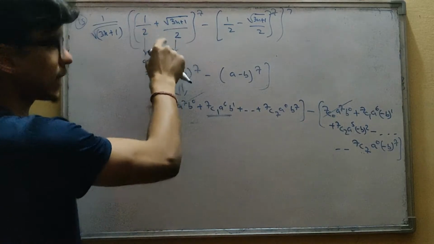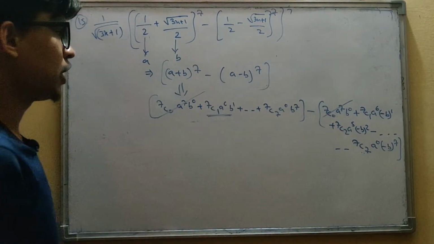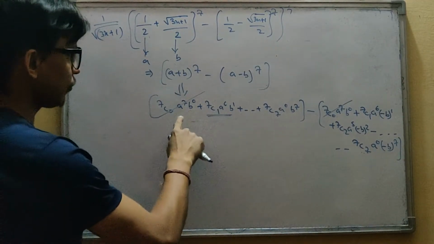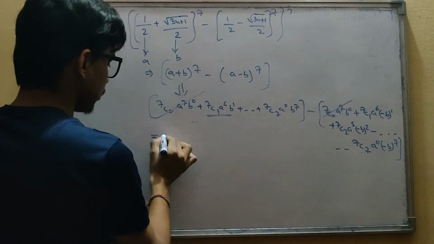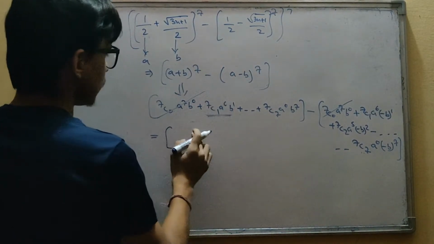There will be 8 terms in this expansion, because the power is odd, meaning 7. So the total number of terms in the expansion of a plus b to the power n is n plus 1. Now, for this evaluation, what we are getting is 7c1.